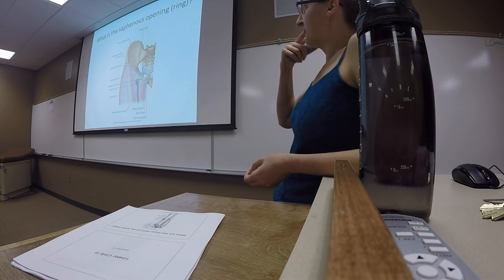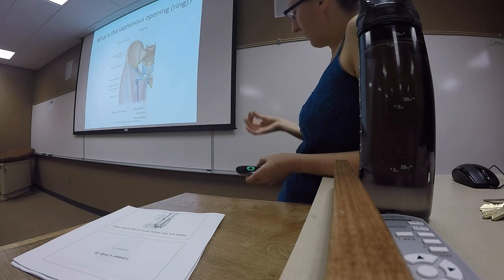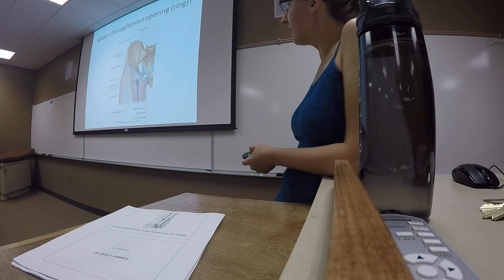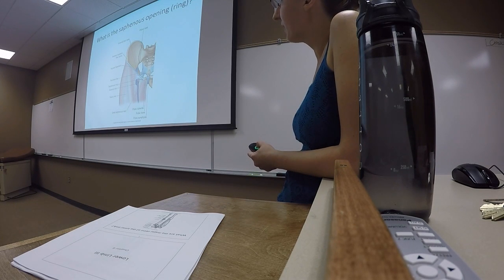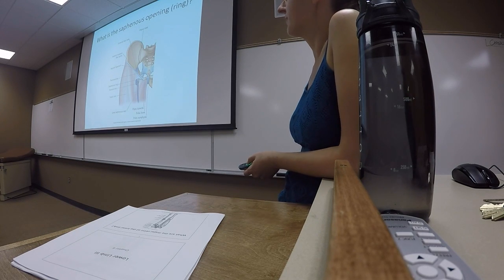All right, so another feature of the fascia lata is an aperture right here, the saphenous ring. And this is the hole where the great saphenous vein dives deep through the fascia lata to join the femoral vein.